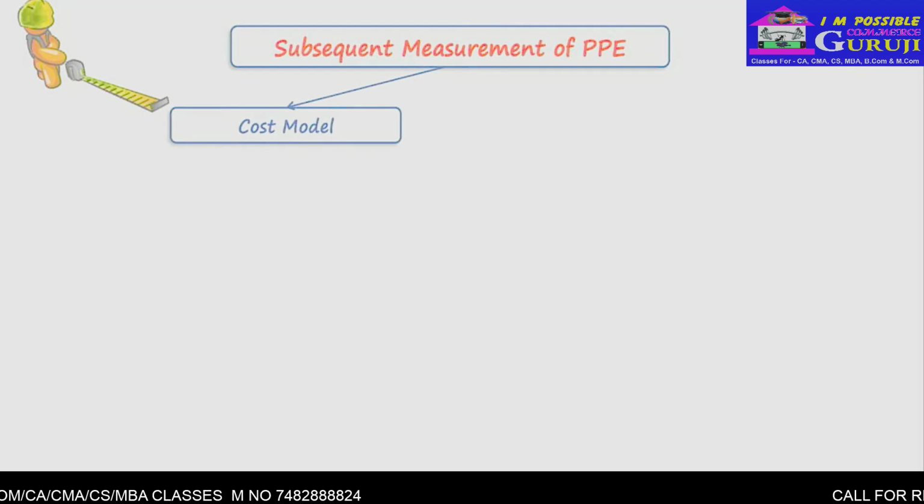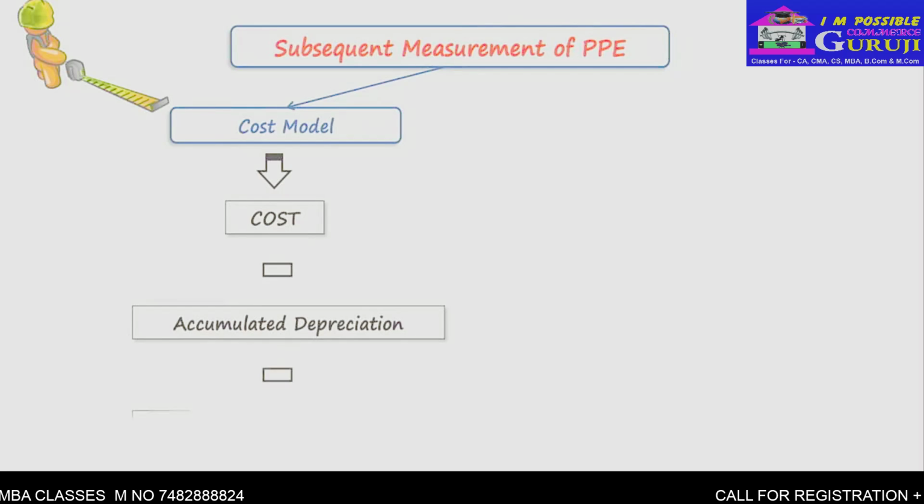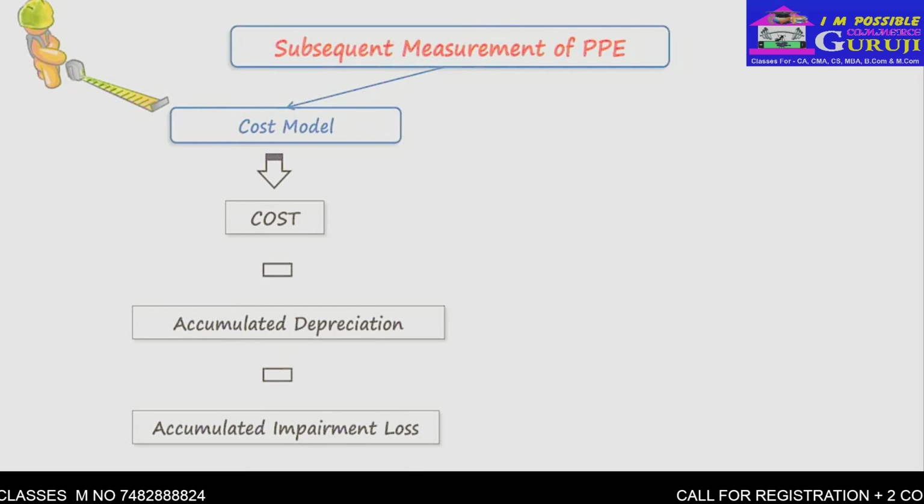Now, let's take a look at how the item of property, plant, and equipment shall be treated after its recognition, that is, in the subsequent periods. IAS 16 prescribes two basic models. The first one is the cost model, and under this model, an item of property, plant, and equipment shall be carried at its cost, less accumulated depreciation, and less any accumulated impairment losses in line with IAS 36.